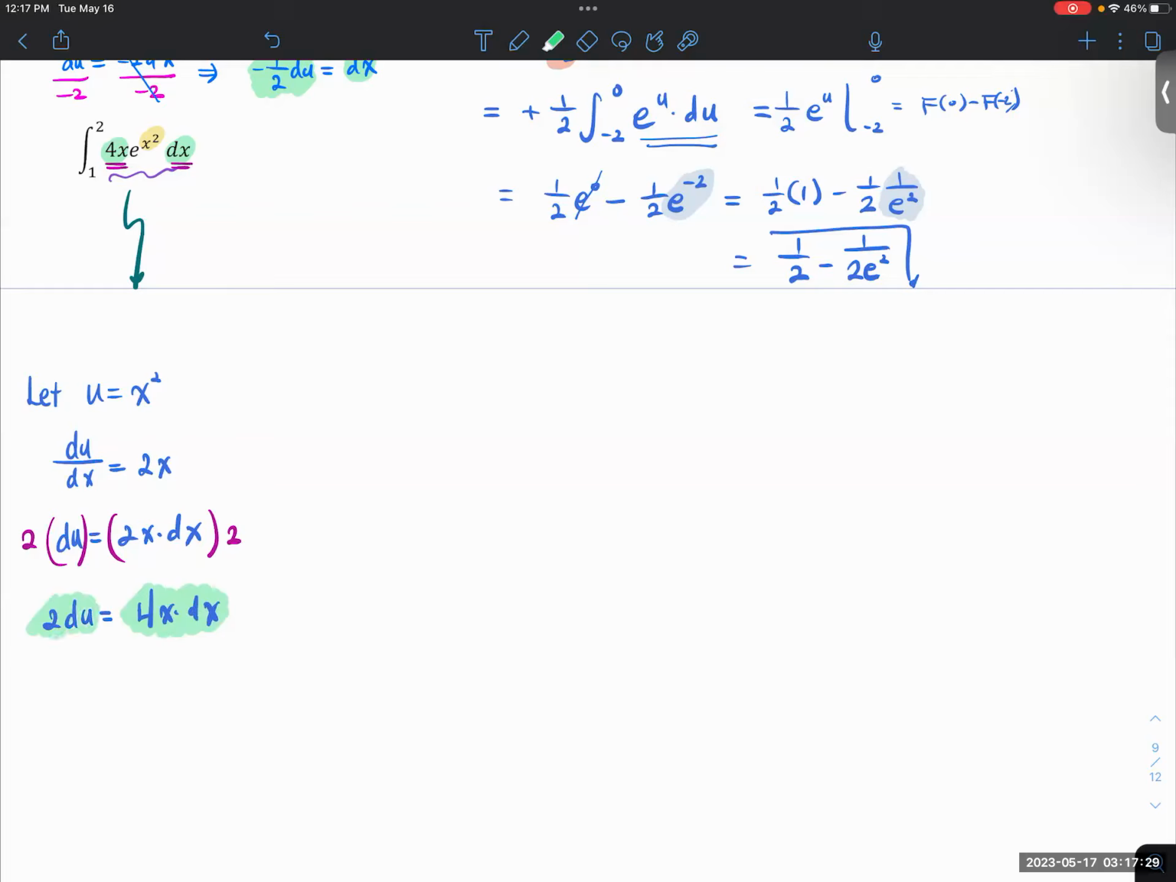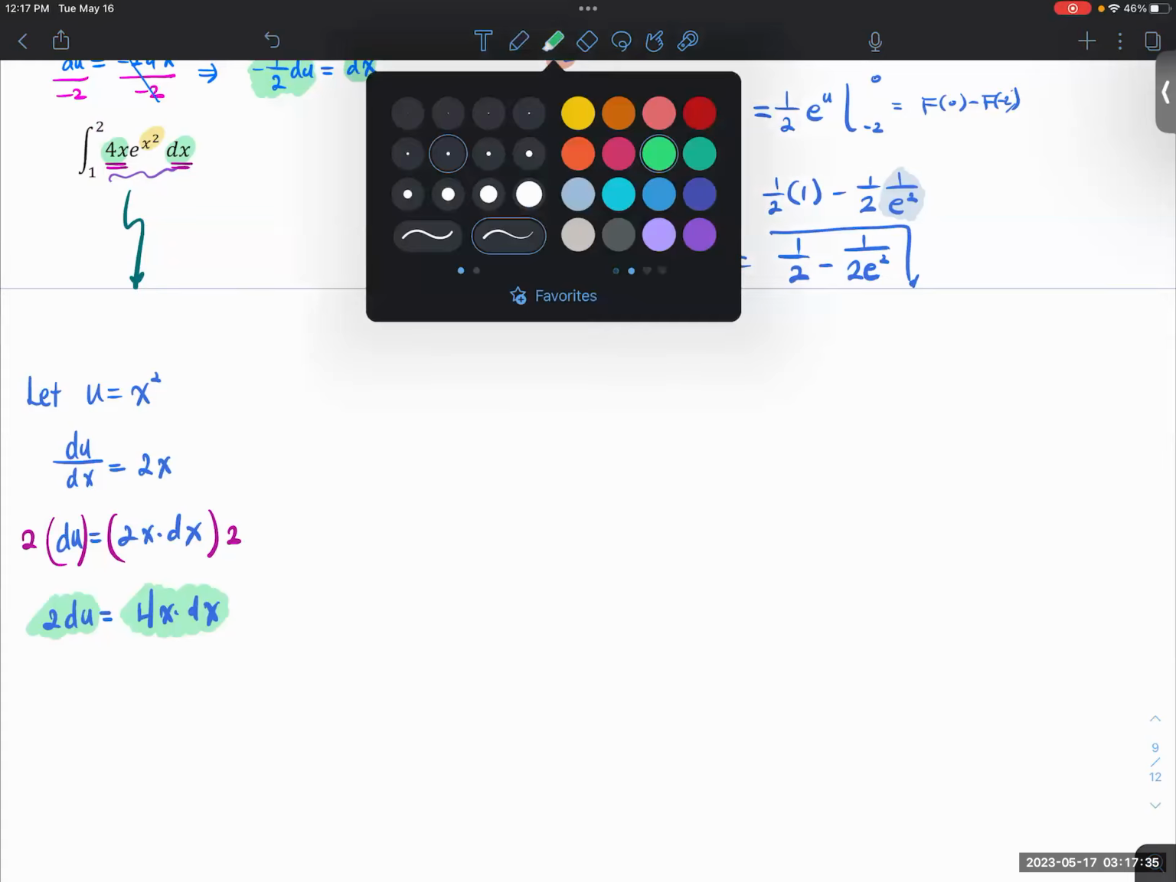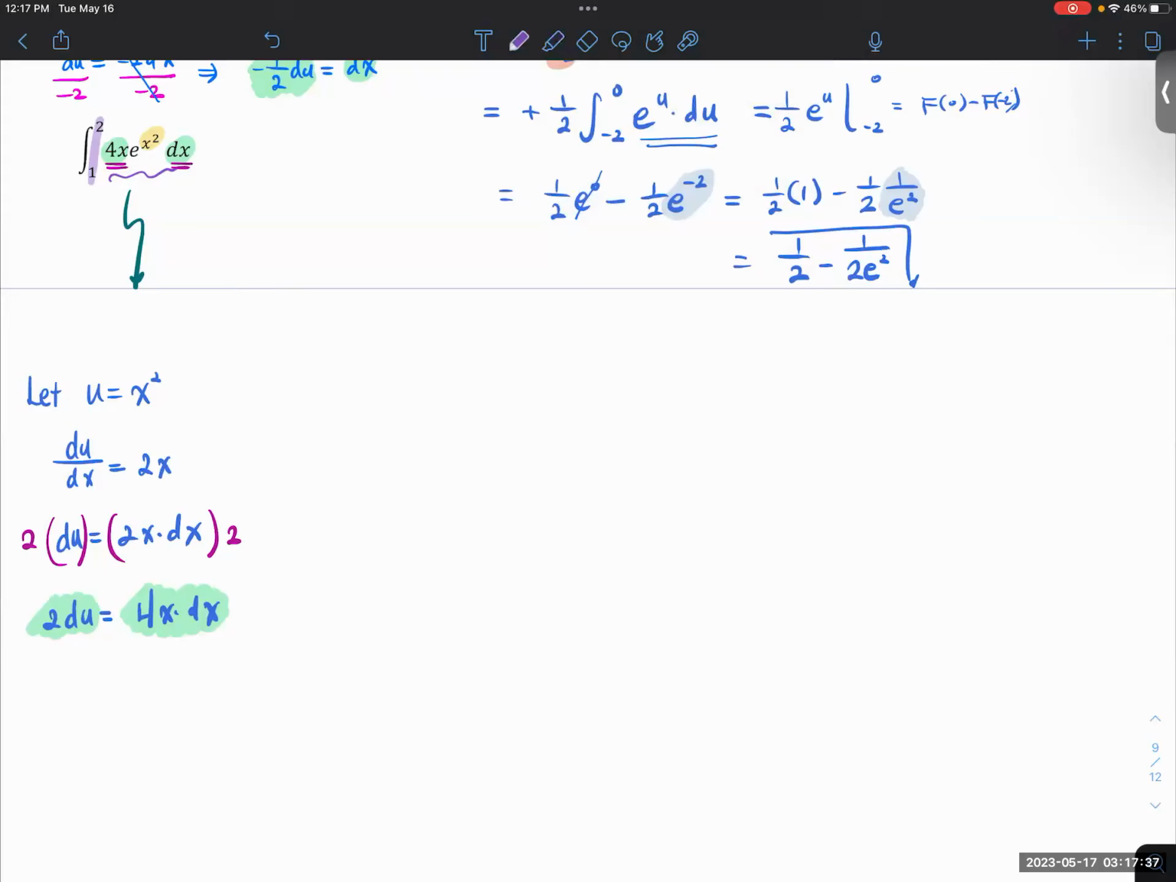Beautiful. What else do we need to consider? The interval, 1 to 2. So we have 1 to 2, and this is in terms of x. I want to convert it to the interval in terms of u. So u, 1 to the second becomes 1. 2 to the second becomes 4. This is a beautiful order, 1 to 4.